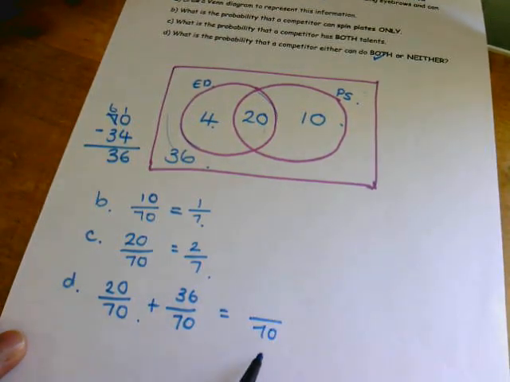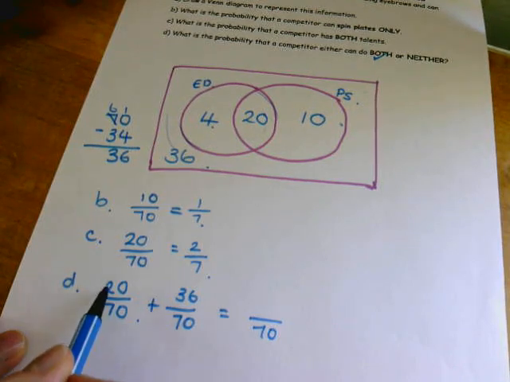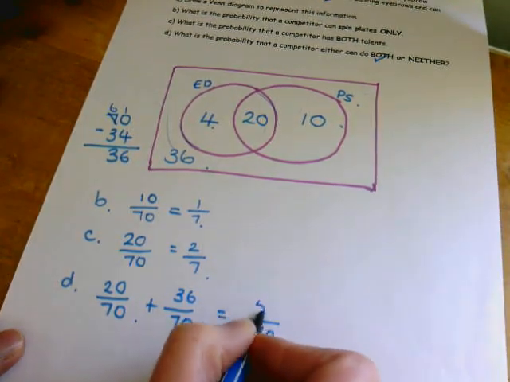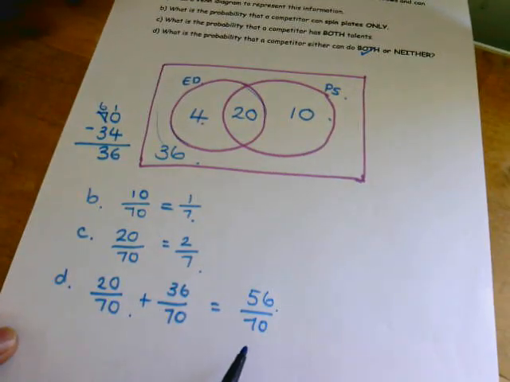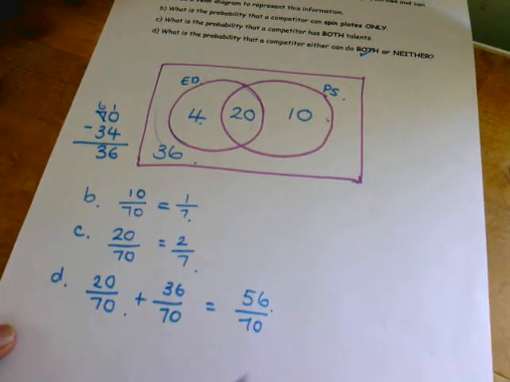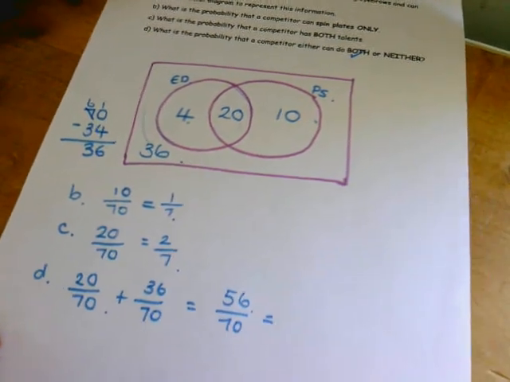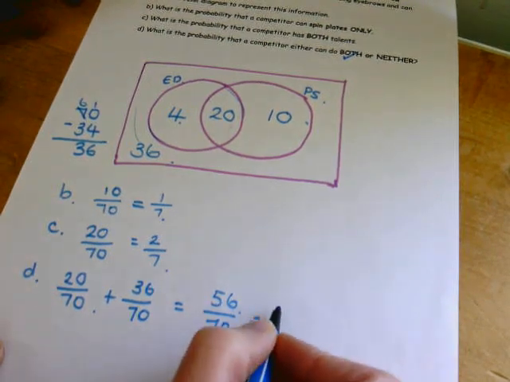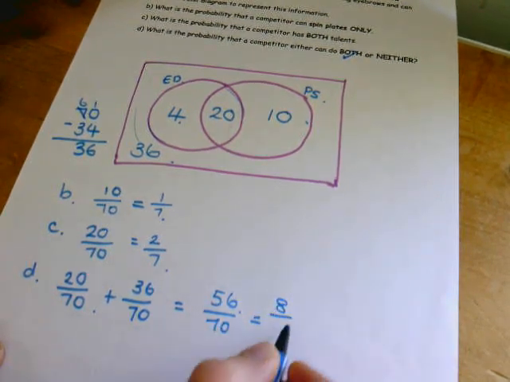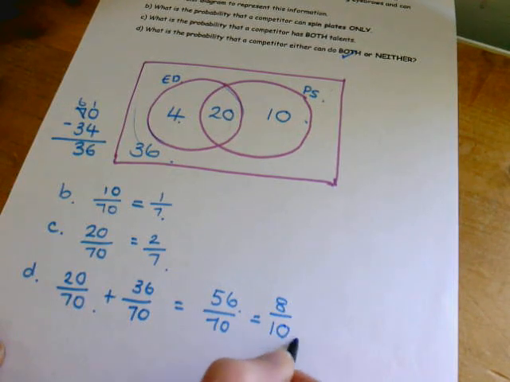Denominator, we've already got a common denominator here of 70. 20 plus 36 is 56. So the probability that they can do both or neither is 56 over 70. We can simplify that fraction. Both of those are divisible by 7. 56 divided by 7 is 8. 70 divided by 7 is 10.